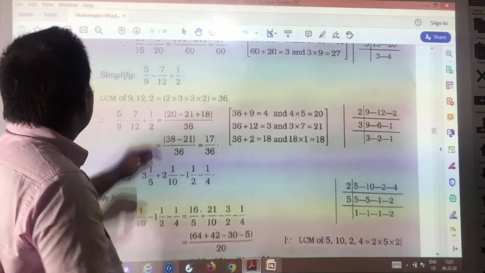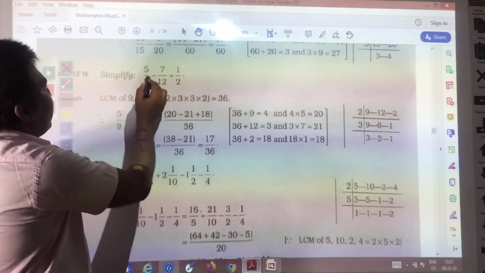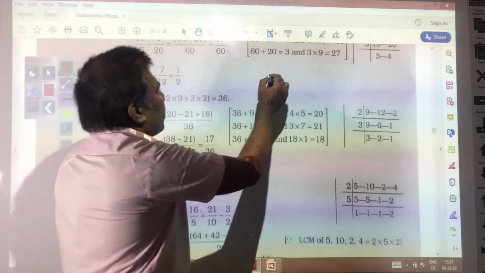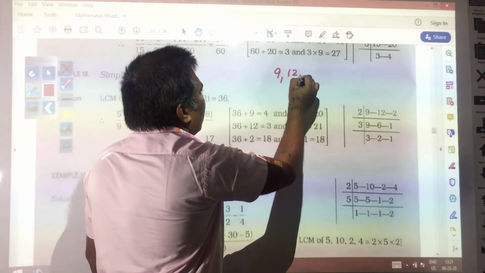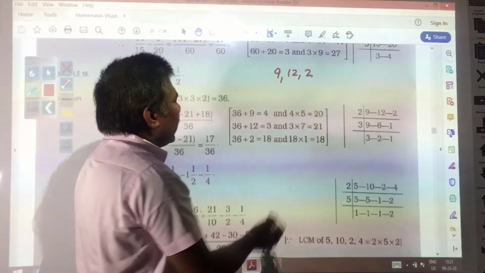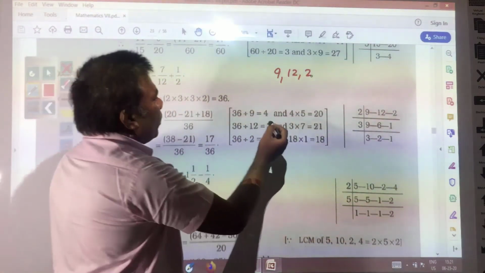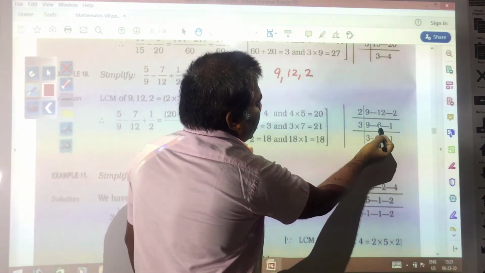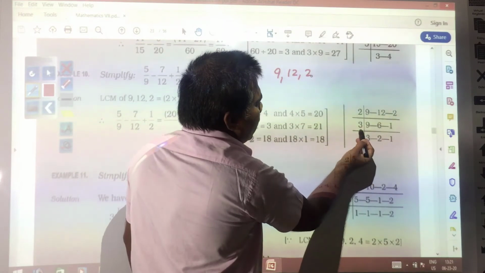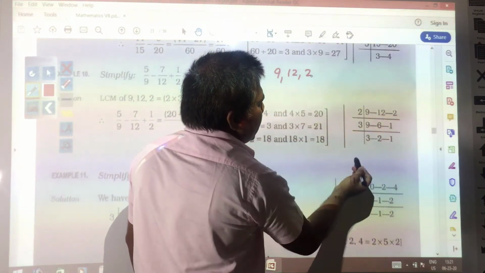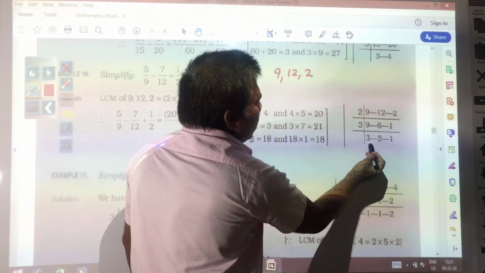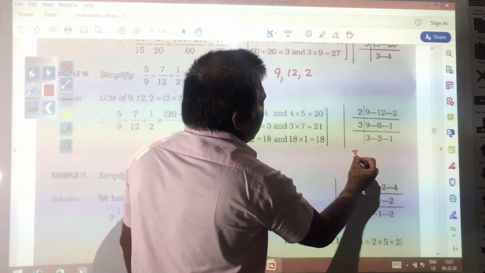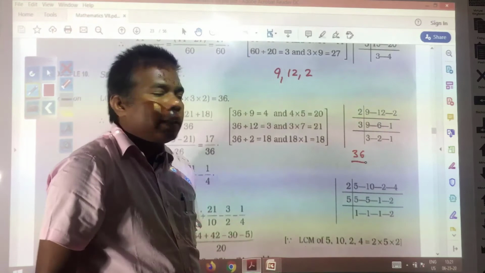Nothing is different. Suppose here you see 5 by 9 minus 7 by 12 plus 1 by 2. What you need to do? 9, 12 and 2 you have. You find the LCM. So, finding the LCM, 2 sixes are 12 and 2 ones are 2 and 3 threes are 9, 3 twos are 6, and finally 2 times 3 is 6, 6 times 3 is 18, 18 times 2 is 36. You got 36.